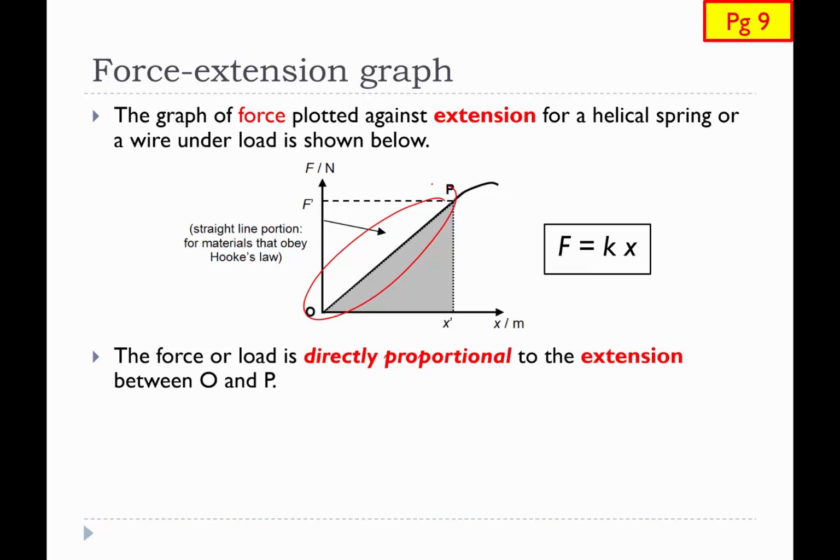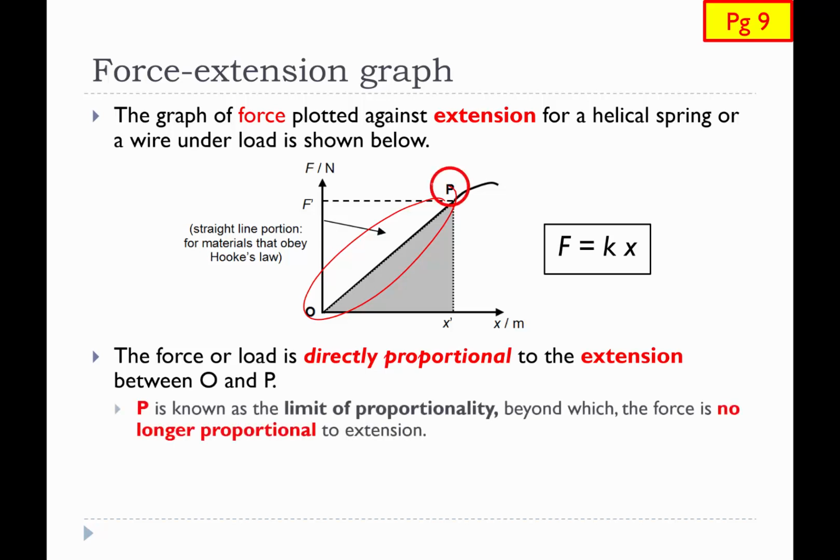But you can see that beyond point P, the graph is no longer a straight line. There is actually a curve over there. What we refer to as P is sometimes known as the limit of proportionality. Beyond that point, the force is no longer proportional to extension. Cambridge sometimes refers to this point as the elastic limit. Technically, there's a difference between proportionality limit and elastic limit, and I'll be discussing this later. But for A-level purposes, Cambridge will sometimes just combine these two as a single point.